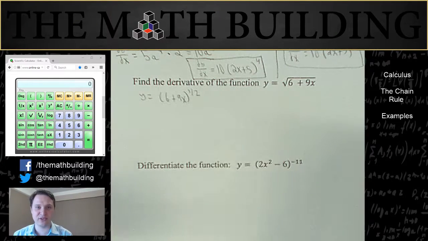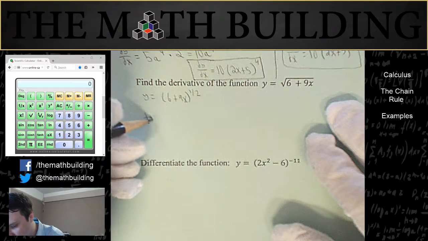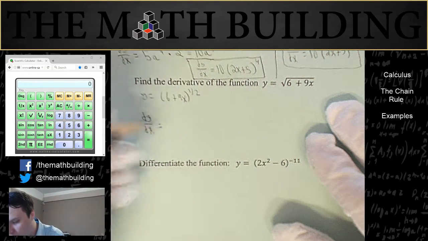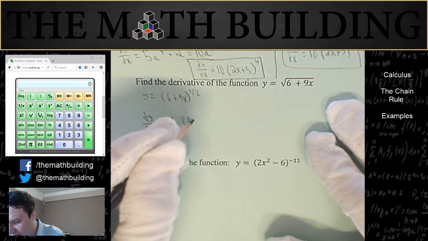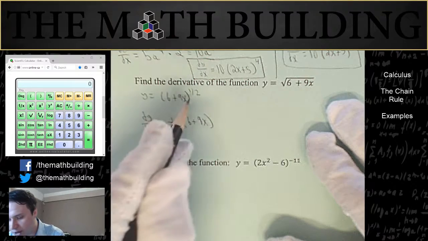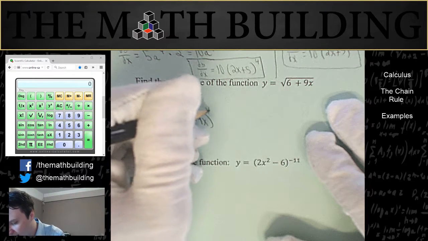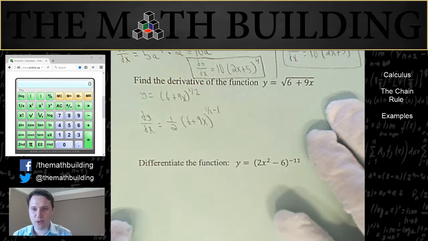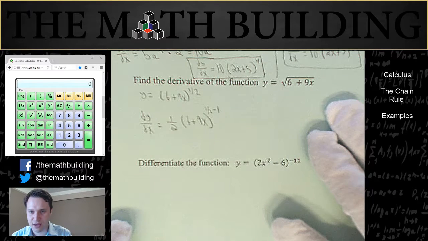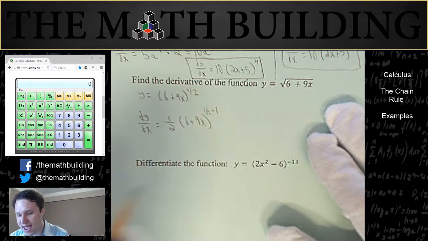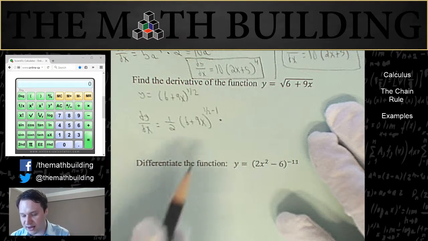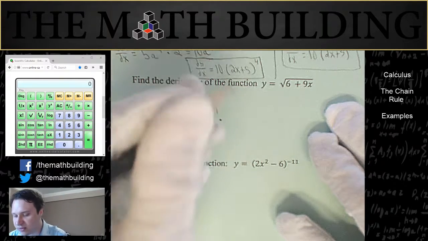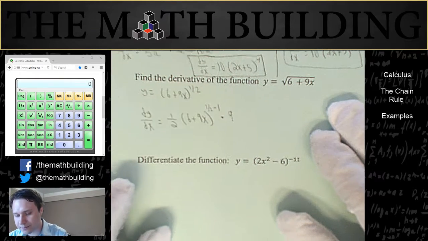And now let's do that process again, where we take the derivative of the outside first. So dy/dx is going to equal, we bring the 1/2 out in front, leave the inside alone. And then here is the power rule, so we take 1/2 minus 1. So it's 1/2 times (6 + 9x) to the power of 1/2 minus 1. And now we need to multiply it by the derivative of the inside. So the derivative of 6 plus 9x, we ignore the 6. The derivative of 9x is 9.